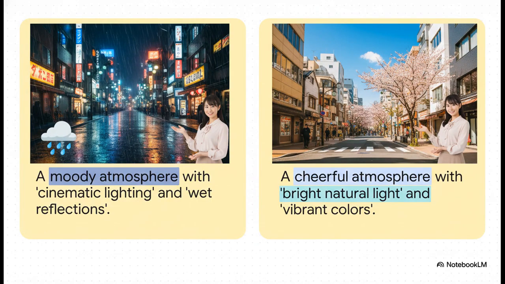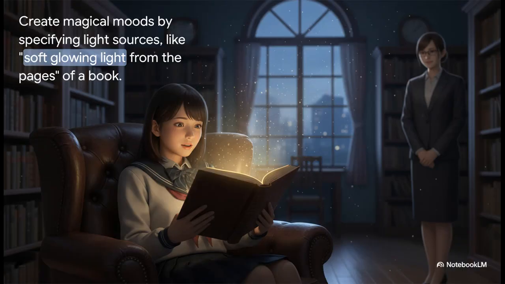And it works for scenes, too. Look how the same concept, a city street, can be pushed in two completely opposite directions. One is a moody, rain-soaked scene, and the other is bright and cheerful. All we did was change the lighting and atmosphere words. And don't be afraid to get creative and really specific. Tell the AI exactly where the light is coming from, like soft glowing light from the pages of a book. This is how you build a truly unique and magical mood.